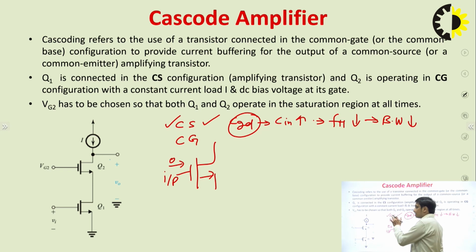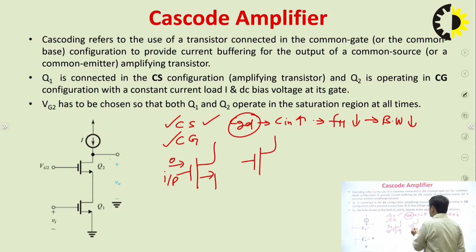These are the advantages of common source, but the issue with the common source is there is Miller effect, and due to that Miller effect bandwidth is reduced. As far as common gate amplifier is concerned, in common gate amplifier we apply the input signal at the source terminal, and we take the output from the drain terminal.